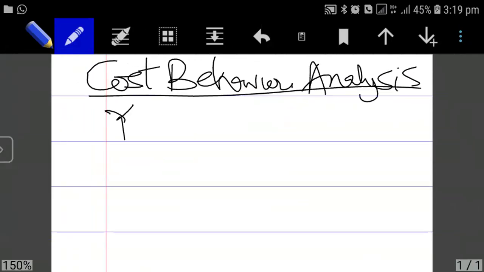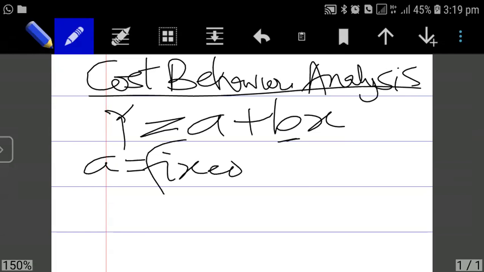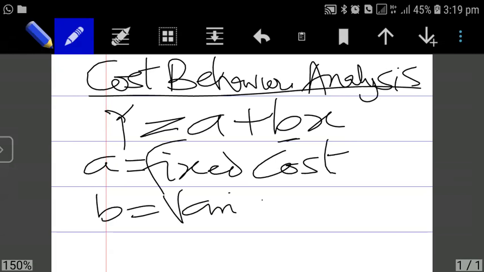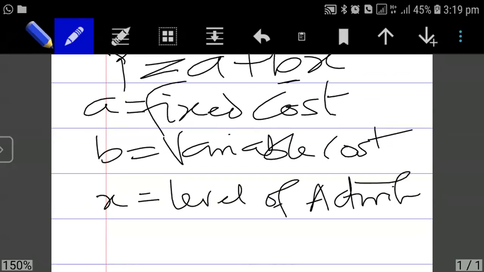For cost behavior analysis, it started from the word fixed cost: Y equals A plus BX. In which A is the fixed cost, B is the variable cost, and X is the volume, or let me call it the level of activities, in order to avoid confusion.